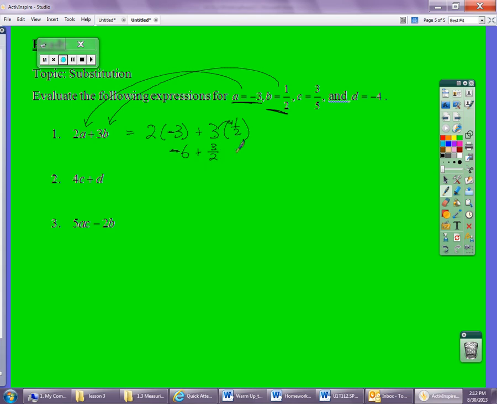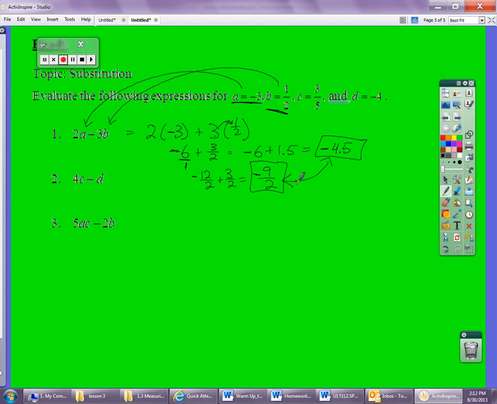Now we could do a couple things to add these together. Well, we know that 3/2 is also 1.5. So we can say that this is negative 6 plus 1.5, which will give us negative 4.5 if we add them together. Or we could have changed this into a fraction, make negative 6 over 1, and made them have the same denominator so we can add it. So it will be negative 12 over 2 plus 3 over 2, which would give us negative 9 over 2, which is also the same thing as negative 4.5.